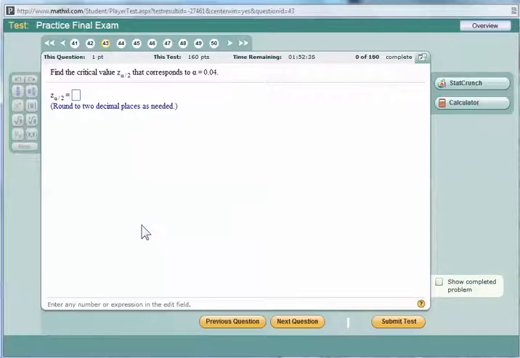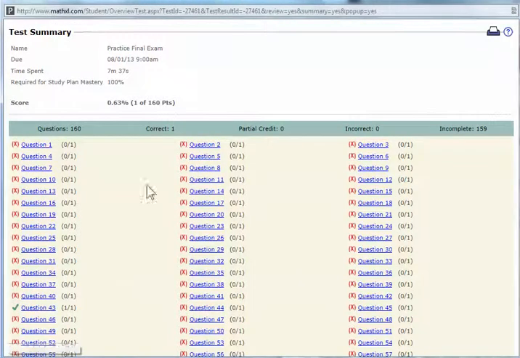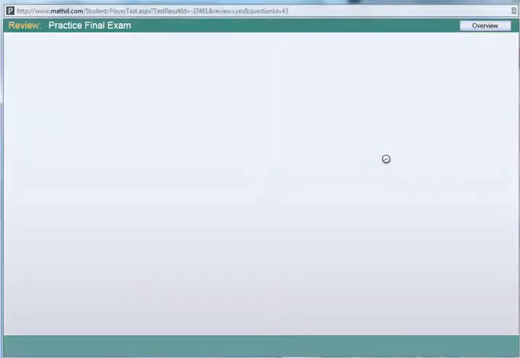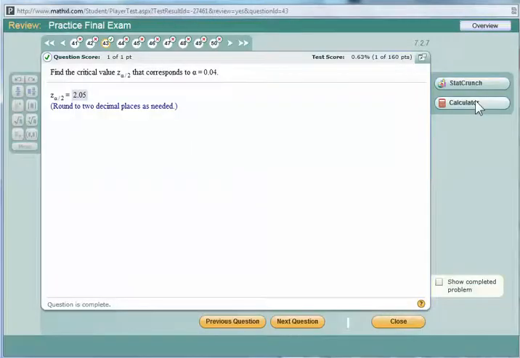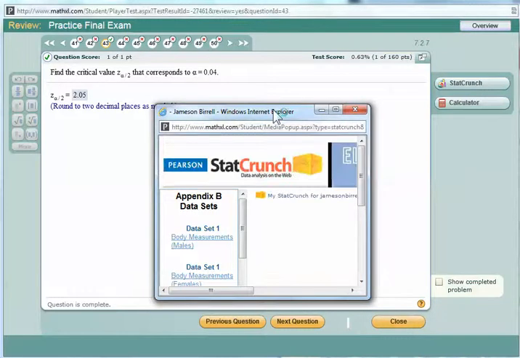Okay, so I'm going to put in 2.05, and I'll hit submit. It's the only one I answered, so it better be right, number 43. But what I like is that if we would have used StatCrunch, we could have kind of visualized this process more.